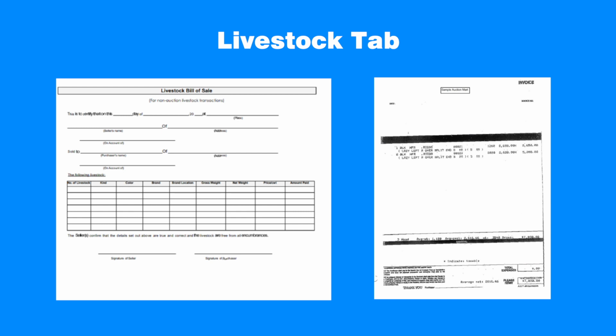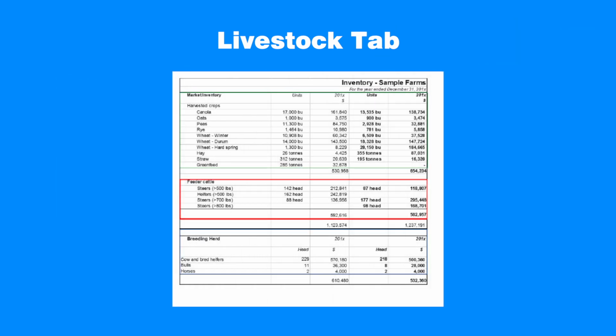The example shown here indicates the buyer and seller, animal gender, weight, sales price, brand, and the number of animals bought or sold. Opening and closing inventories can be found in the inventory schedules of financial statements or in your own records. These records can assist in giving you a list of livestock, weights, and gender, as well as current market value.